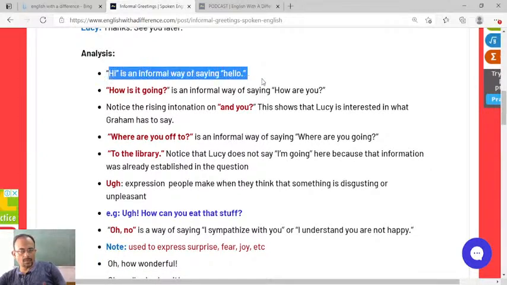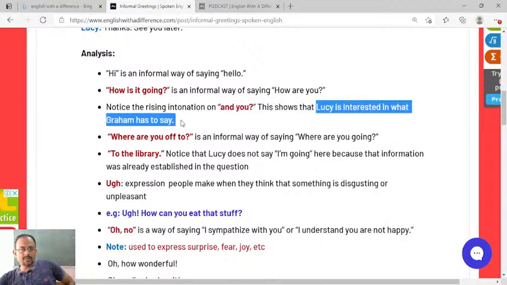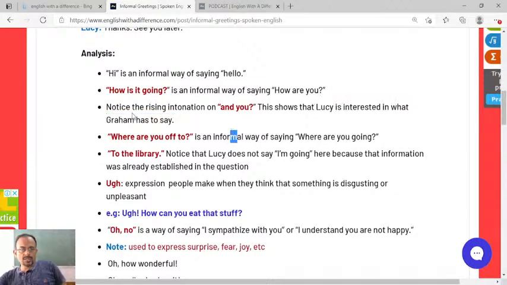Hi is an informal way of saying hello. We use hello in formal situations, whereas we use hi in informal situations. Always remember, dear students, hello is used mostly in formal situations, whereas hi is used in informal situations. How is it going is an informal way of saying how are you. Notice the rising intonation on and you. This shows that Lucy is interested in what Graham has to say. So, and you means and how are you.